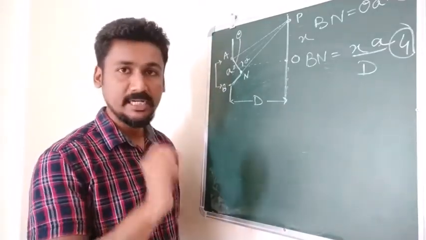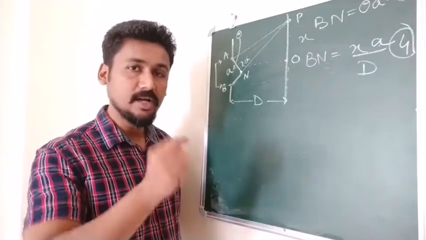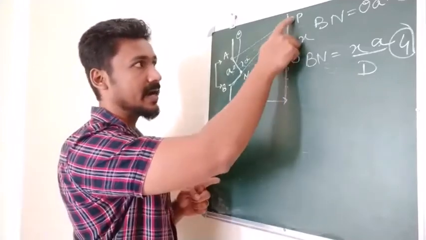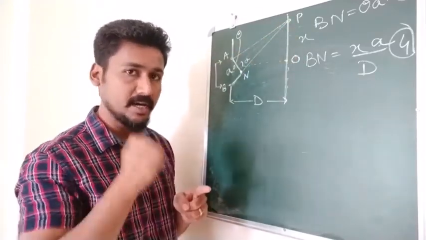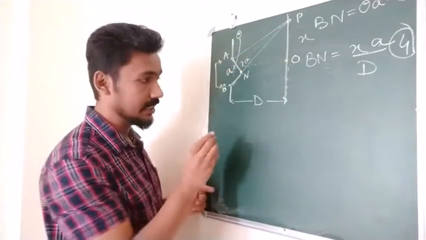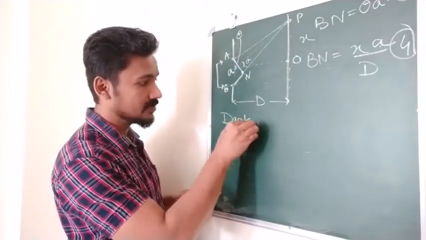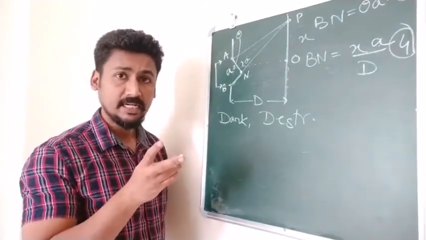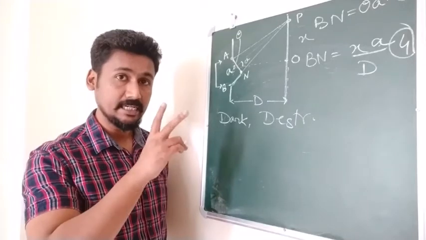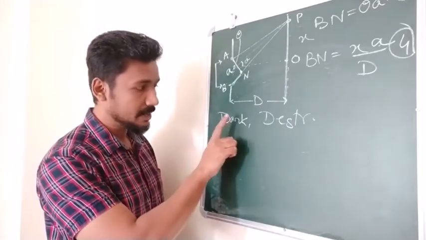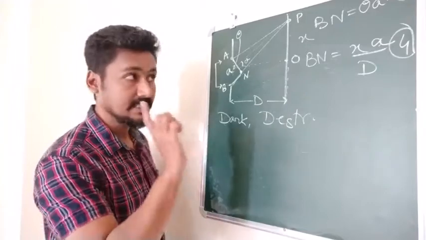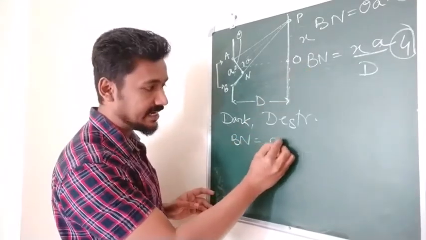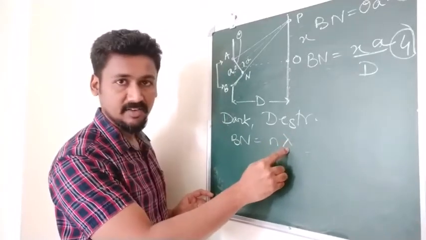Now we want to find out conditions for constructive or destructive interference. What is constructive interference? Constructive means there will be a bright spot at P. Destructive means there will be a dark spot at P. First let us find the condition for a dark spot, or the destructive interference. Now here is where you will see a difference between interference and diffraction. If there has to be a dark spot or destructive interference, then this path length Bn should be an integral multiple of lambda, lambda being the wavelength of the light.